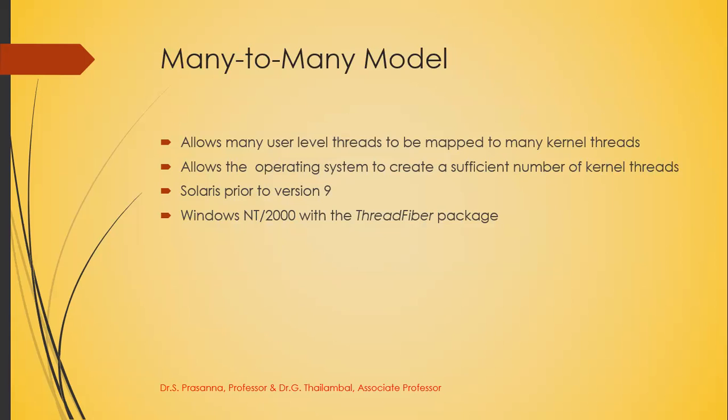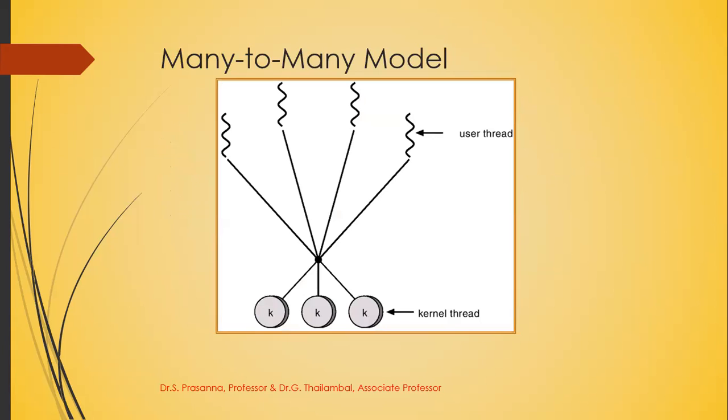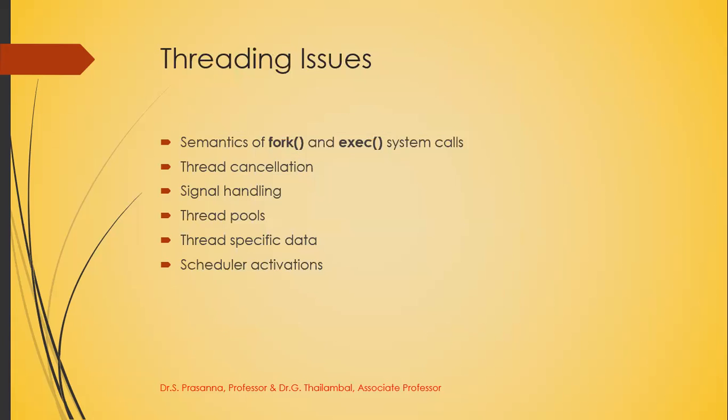Many-to-many model. It allows many user level threads to be mapped to many kernel threads. It creates a sufficient number of kernel threads, whatever the type of operating system used by the user. Windows NT and Solaris prior to version 9 were the types using many-to-many threads. So this is the diagrammatic representation of the many-to-many model. So for many user threads, many kernel threads can be connected.